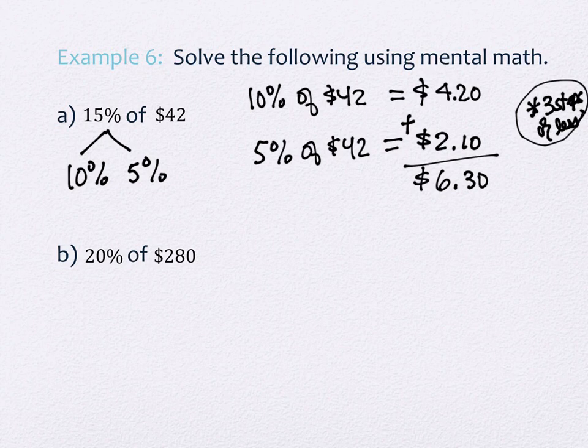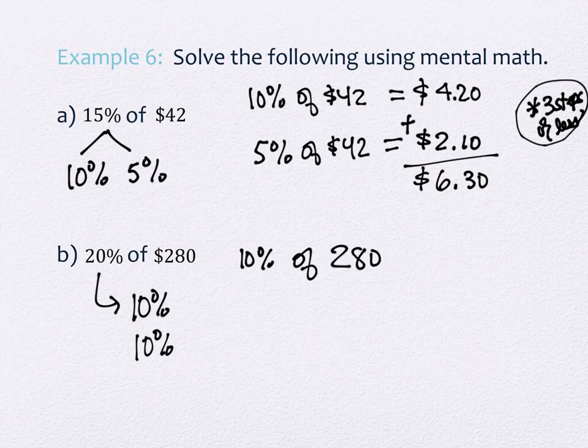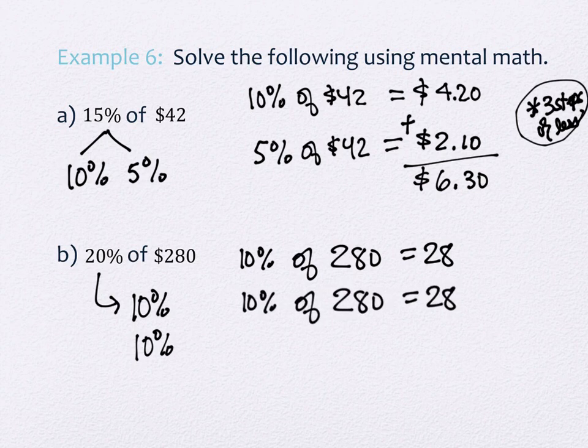Okay? Let's take a look at 20%. How could you do 20%? Yeah, you could do 10% and 10%, right? Okay, so we're going to do 20% of 280. What is 10% of 280? 28. And we could repeat that, right? 10% of 280 is 28. Another 10% of 280 is 28. And then what do we get?